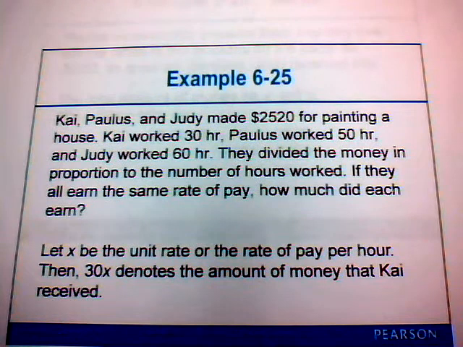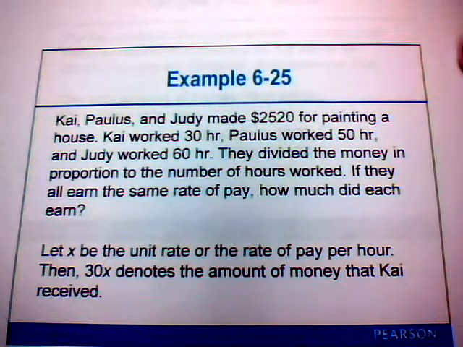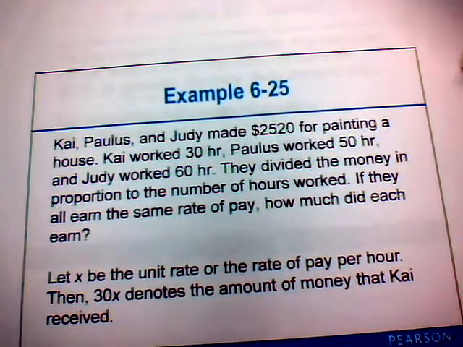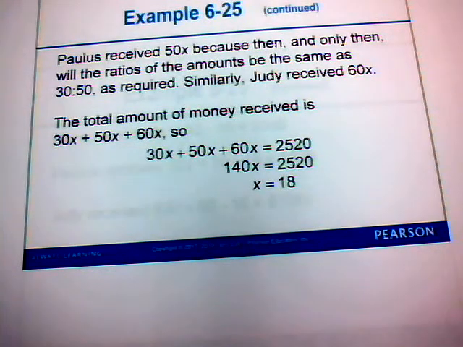Now, to solve this problem, we're going to let X be the unit rate, or the rate of pay per hour. Kai worked 30 hours, so 30X will denote the amount of money that Kai received. And Paulus received 50X because he worked 50 hours. Similarly, Judy received 60X. She worked 60 hours, so her pay is 60 times X.